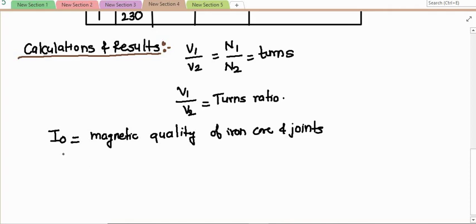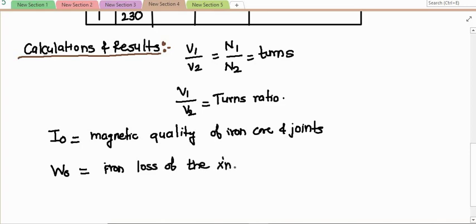If your no load current is less, it means the material used for the iron core and the joints is good in quality, so very less current is required to set up the flux. Then the reading of W0. The reading of W0 gives you the iron loss of the transformer.